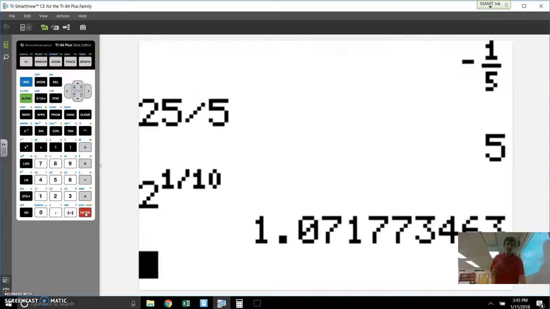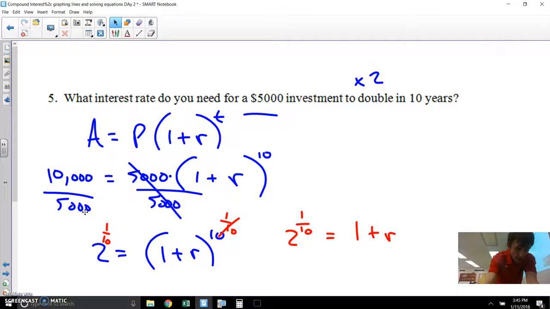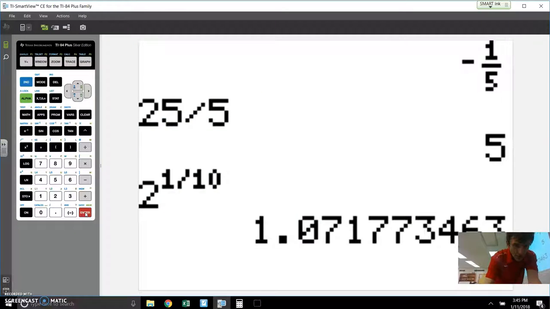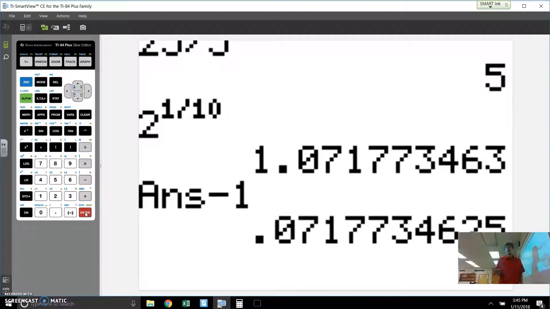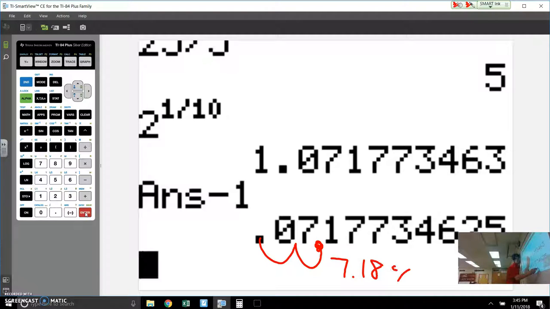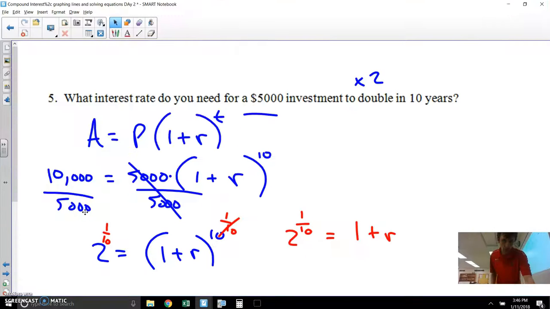Now, if that's what 1 plus r equals, okay, we need to subtract 1 from that to really see that the interest rate that would get you there is this 0.07. And I'm surprised we're having a little bit of trouble with this. This right here would be 7.18%, maybe. Okay, something along the lines of 7.20 or something like that. Okay, so that's where we're going with that type of problem.